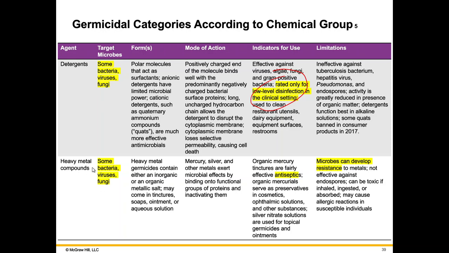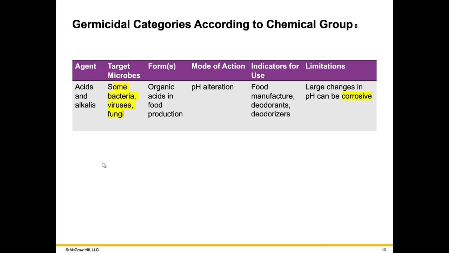Heavy metal compounds. Some bacteria, viruses, and fungi are susceptible. These are effective antiseptics again. However, downside is that microbes can develop resistance to them. And finally, acids and bases. Some bacteria and viruses and fungi, again, are their target.